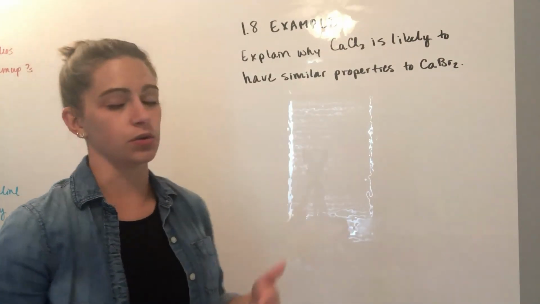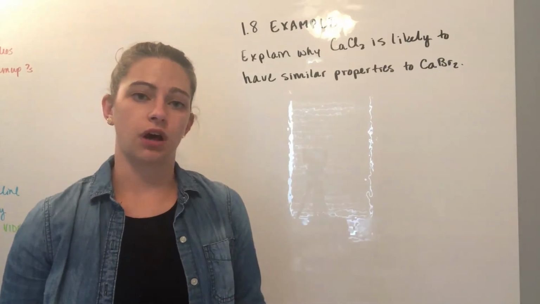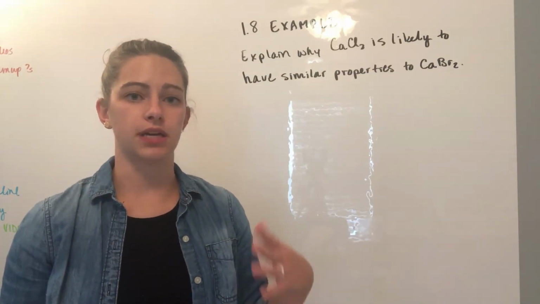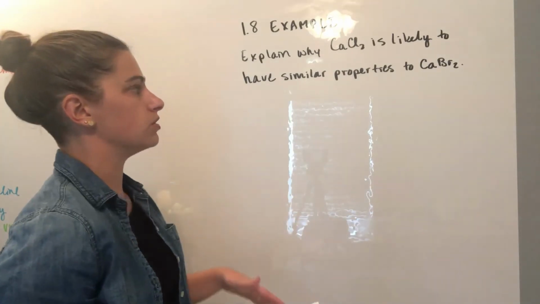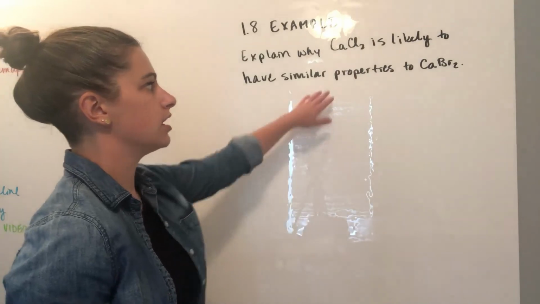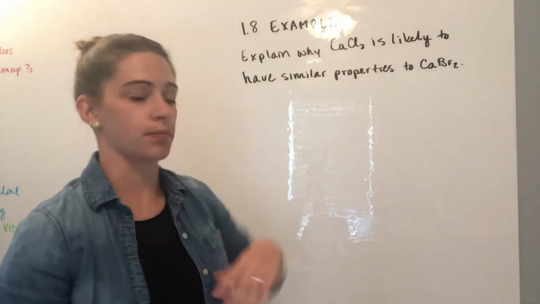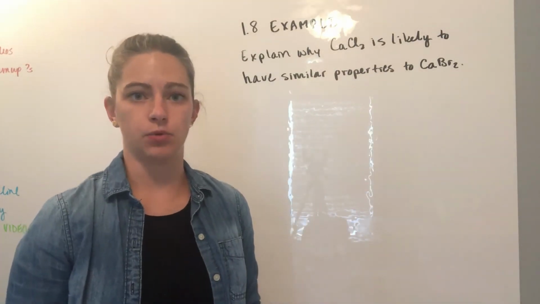So not only do we use the groups on the periodic table to determine formulas based on their valence electrons and therefore charges, but we can also use those valence electrons to talk about their reactive properties based on the fact that they're in the same group.